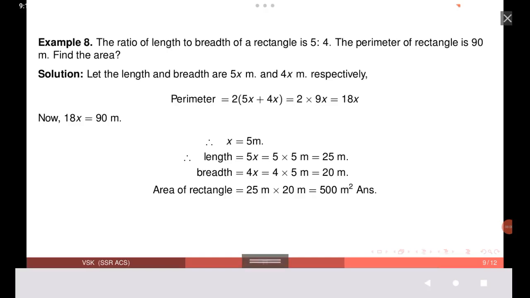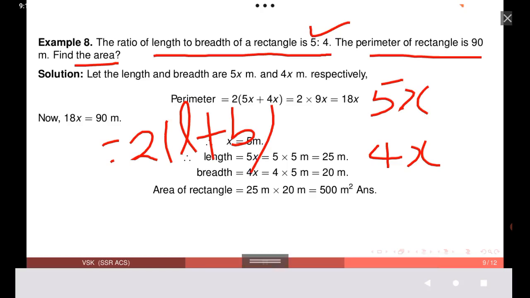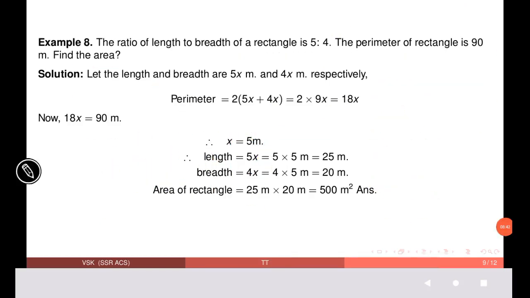So it is also a very easy question. Now in this question, the ratio of length to breadth of a rectangle is 5:4, and the perimeter of the rectangle is 90. Find its area. So in this type of question where a ratio is given, we suppose the first is 5x, the second is 4x, and the perimeter, we know the formula, is 2 times (length plus breadth). So it will be 2 times (5x plus 4x), that is 2 times 9x, so it is 18x. And 18x is 90, because the perimeter is given as 90.